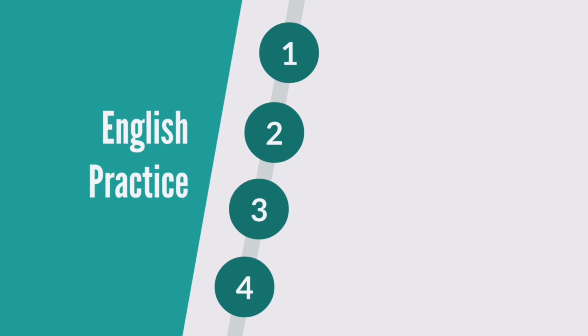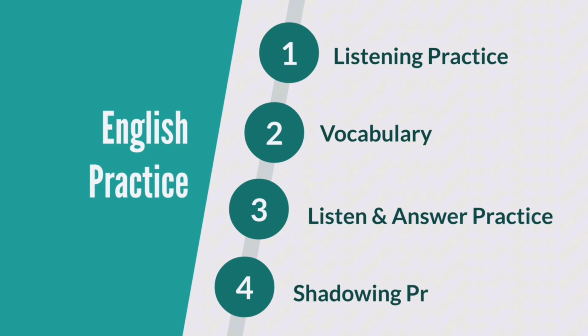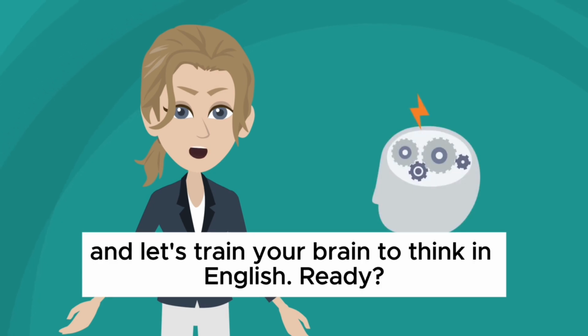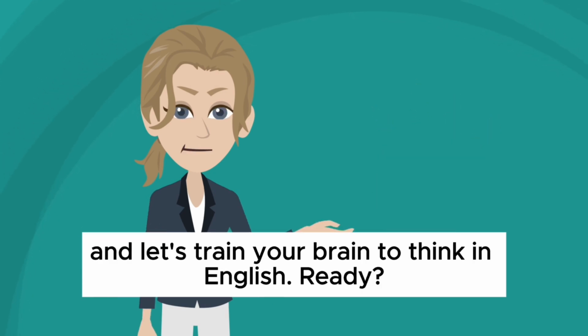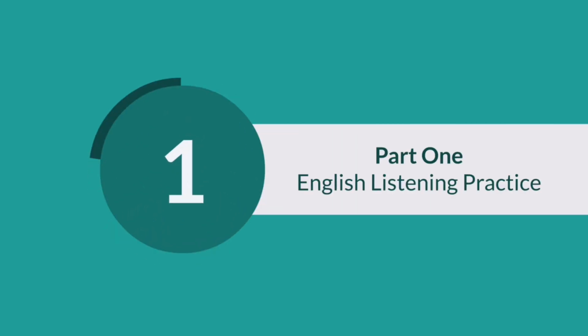In today's lesson, we've got 4 powerful parts. Part 1, listening practice. Part 2, vocabulary. Part 3, listen and answer practice. Part 4, shadowing practice. So, open your ears, repeat with us, and let's train your brain to think in English. Ready? Let's begin. Part 1. English Listening Practice.